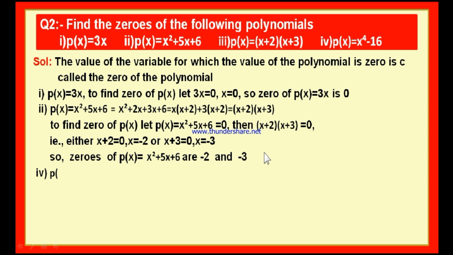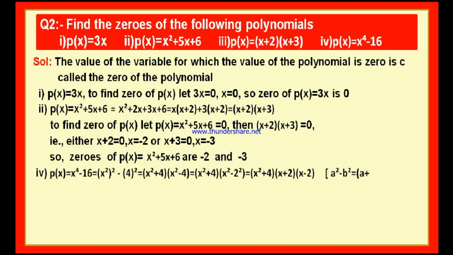Now, we will solve the fourth bit. P of x is equal to x power 4 minus 16. We have to find the zeros for this polynomial, x power 4 minus 16. That is, x power 4 can be written as x square whole square. X square whole square minus 16, which is 4 whole square. This is in the form of a square minus b square.